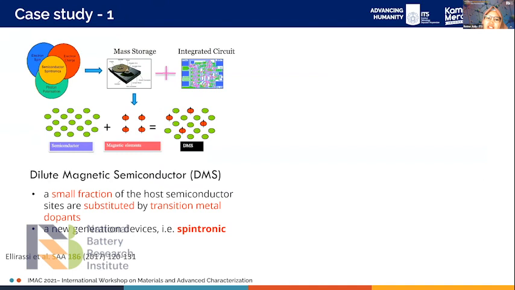Okay, so why zinc oxide is fascinating, especially in this study, is because zinc oxide is a candidate for dilute magnetic semiconductors. So in here, in DMS, not only the spin of the electron, we can also explore the charge of the electron. To prepare DMS, we can do substitution of a small fraction of magnetic elements into the semiconductors. And these dilute magnetic semiconductors provide a new application for next generation devices like spintronics.